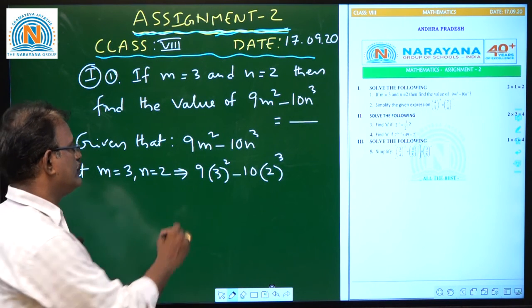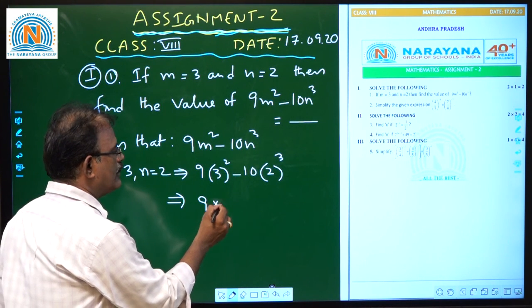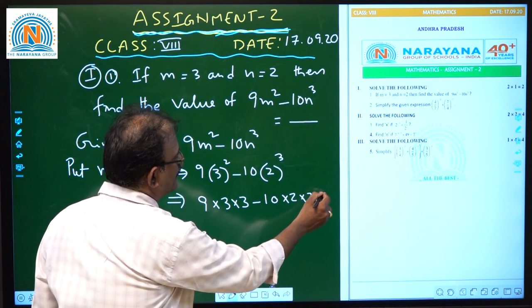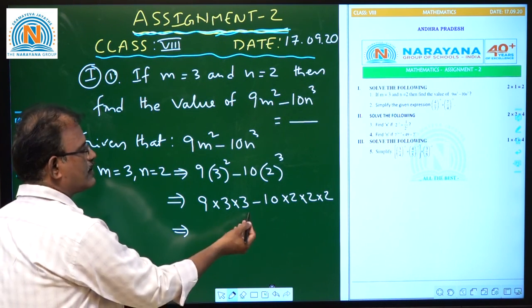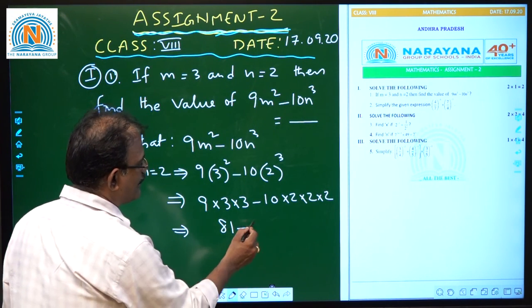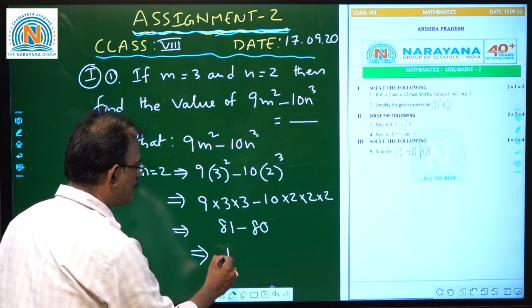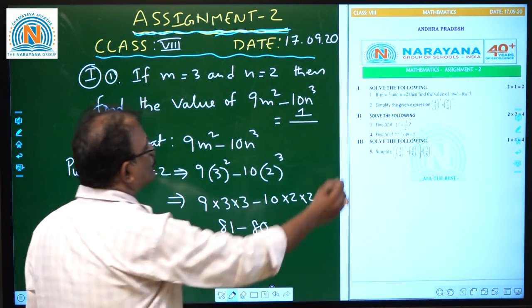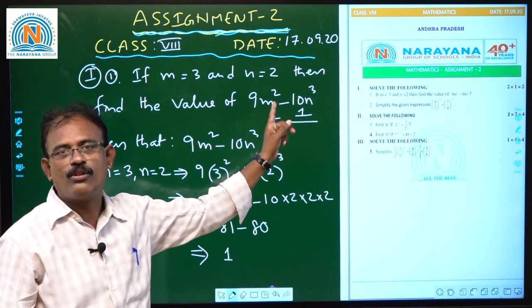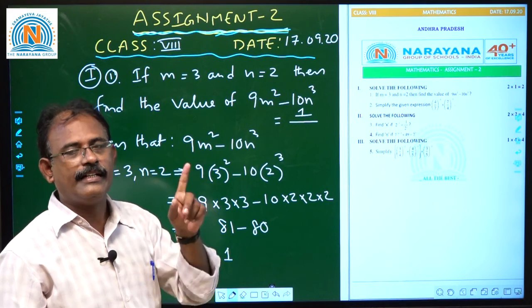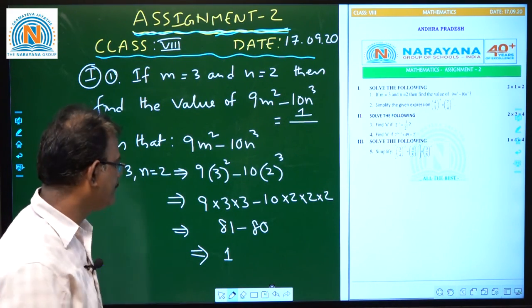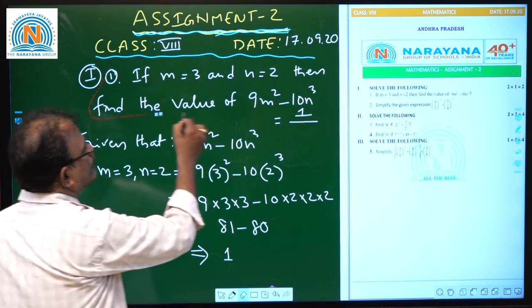Okay, now this is 9 into 3 raised 2 times, children, and 10 into 2 raised 3 times. Now this is 3 3s are 9, 9 9s are 81, minus 2 2s are 4, 4 2s are 8, 8 10s are 80. So finally the answer will be 1. So the value of 9m square minus 10n cube will be equal to 1. It is not for all cases, children. It is equal to 1 when m equals 3 and n equals 2 only. Okay, so our next question.